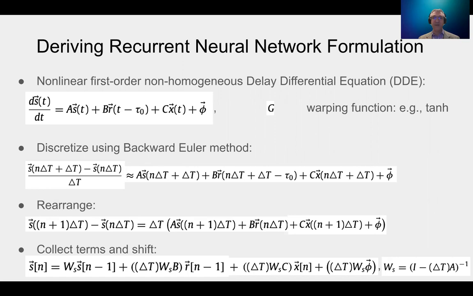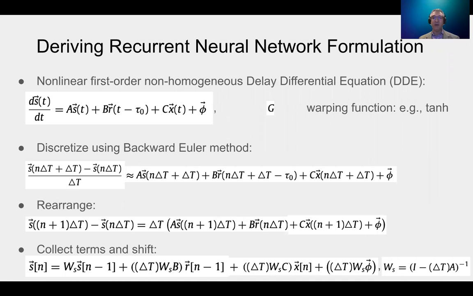The matrix-valued coefficients A, B, and C, as well as the bias vector phi, are also the parameters of the system. The next step in our derivation is to employ the backward Euler formula with the sampling time step equal to delta t as the numerical integration method.